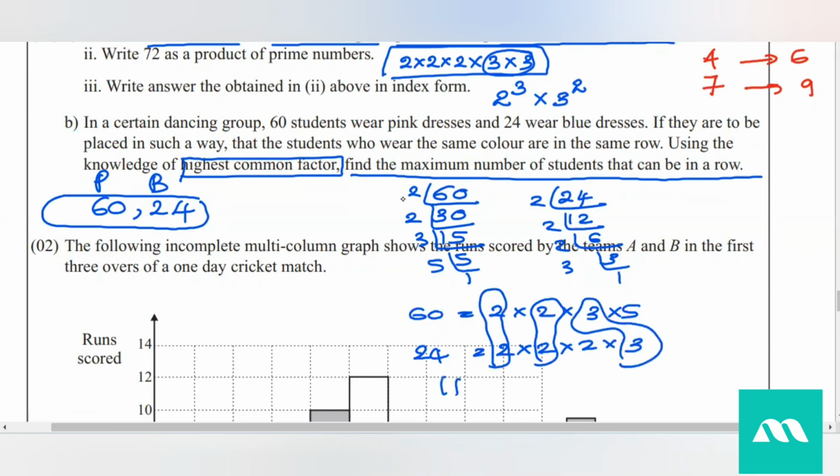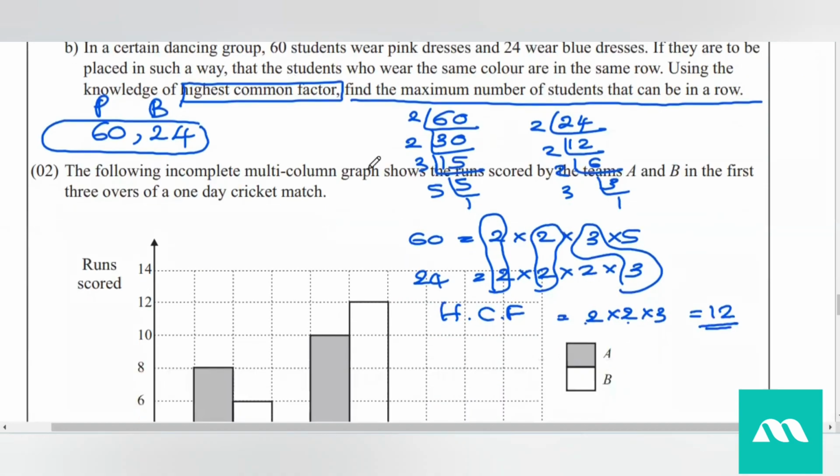Then the HCF of 60 and 24 can be obtained as 2 times 2 times 3. 2 times 2 is 4, 4 times 3 is 12. Okay, have you got this answer? That means this is the maximum number of students that can be in a row. Did you get this answer? Yes, teacher.